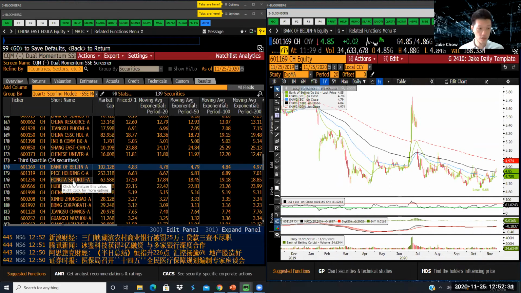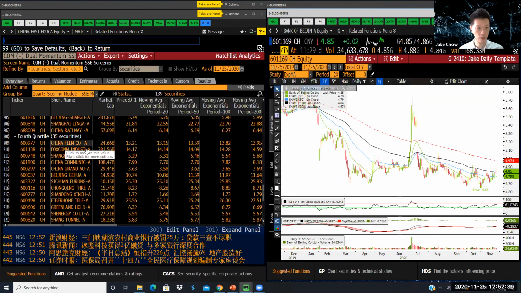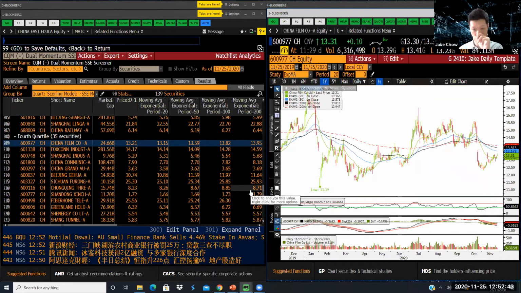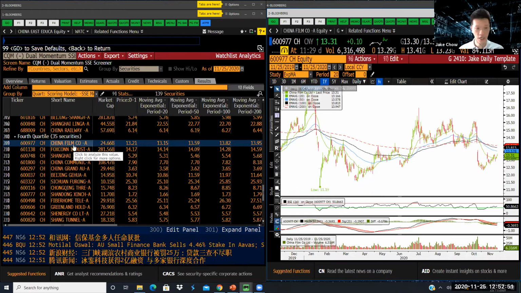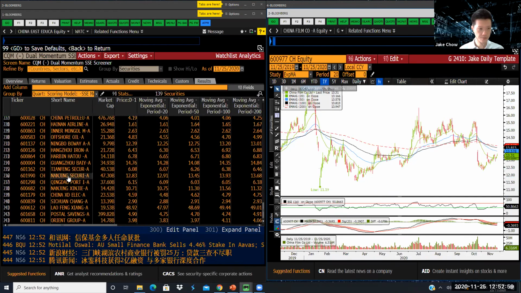So in the third quartile, you see Bank of Beijing, right? Negative momentum, negative trend. Not a good idea to long these stocks now. The fourth quartile, of course, is the least weak names that you should pay attention to. If, let's say, you are traders who like to do the recovery type of trades, this first name is called China Firm. You can see the trend is relatively weak, but not that disastrous.